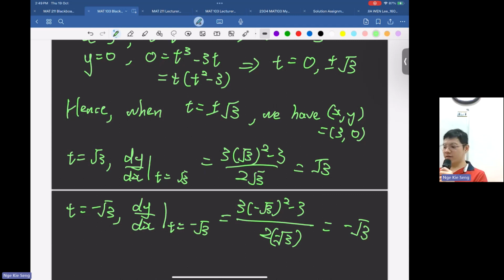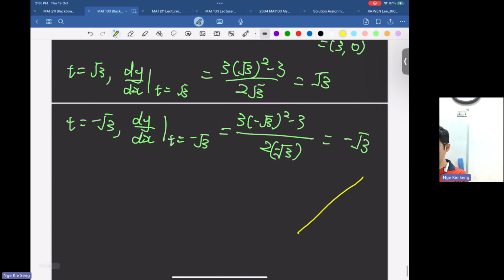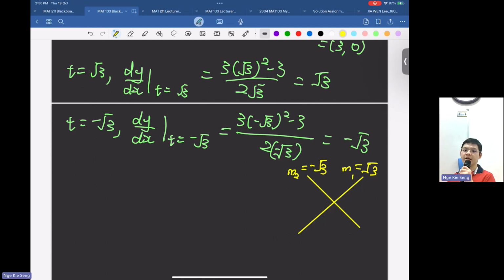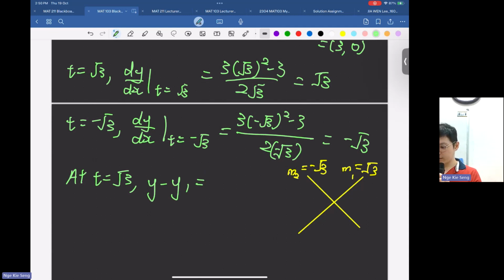So one you should think of as going upward, and the other as going downward. One of them has gradient square root 3, and the other is minus square root 3. Now try and build the line. Let's finish building this line, and we'll continue next time. So how to build the line? At t equals square root 3, what point have you intersected? The point (3, 0). So what's the tangent line formula here?